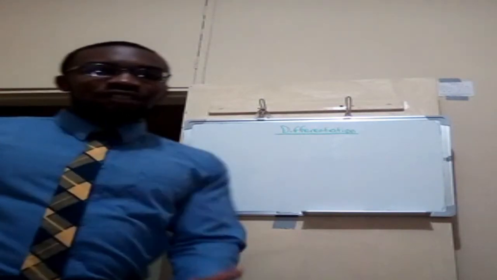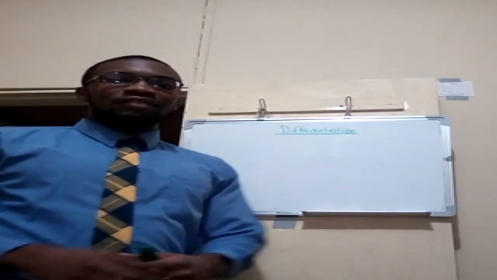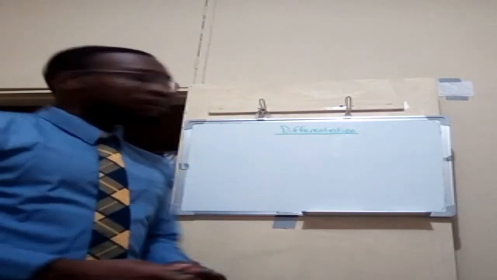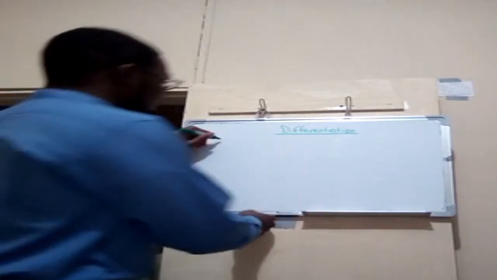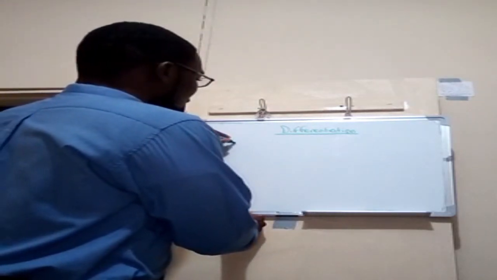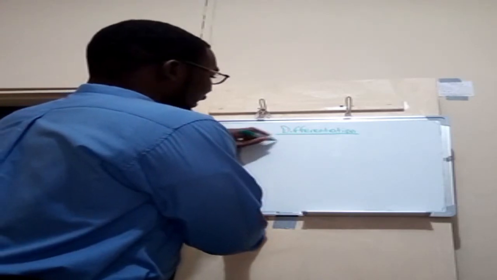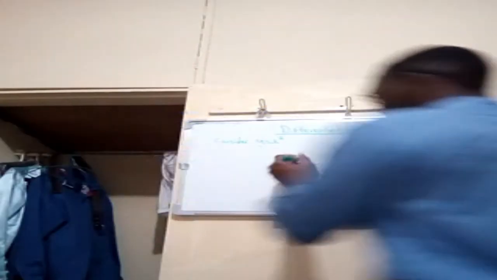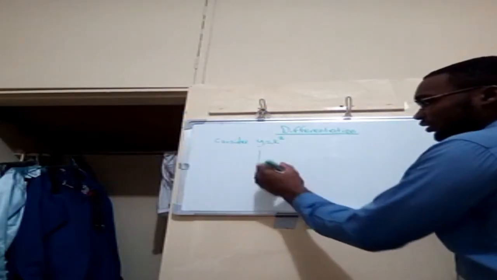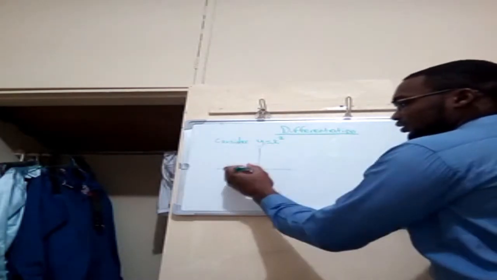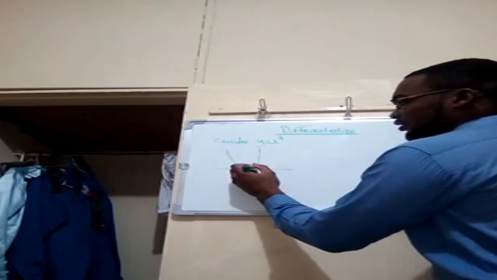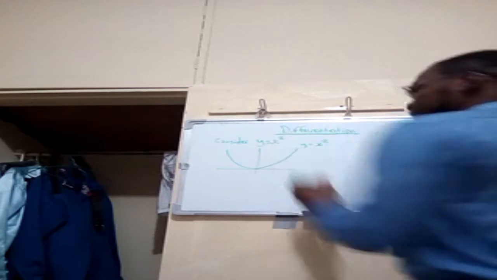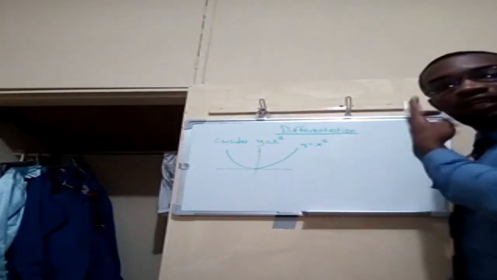Alright. Now consider I give you a curve. Let's look at the curve of x squared, y equal x squared. That's a simple one. So consider y equal x squared, right? Now look at this curve. The curve of y equal x squared looks like this. That's the graph of y equal x squared.